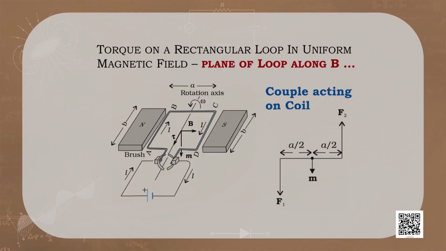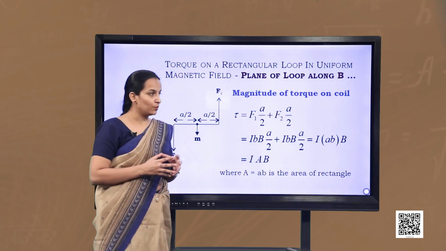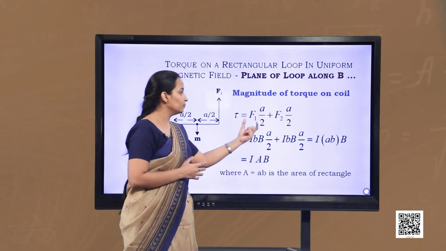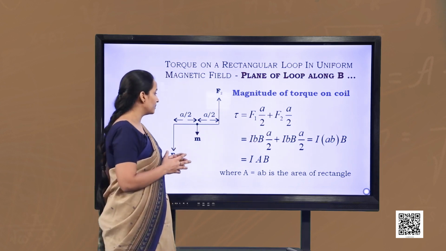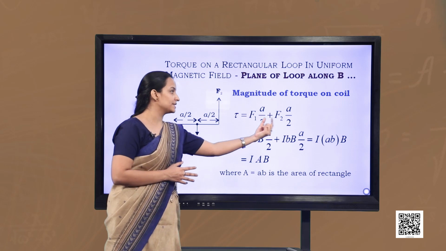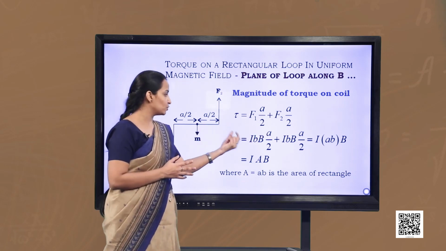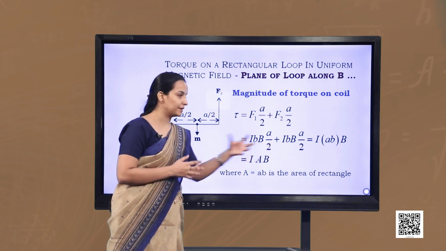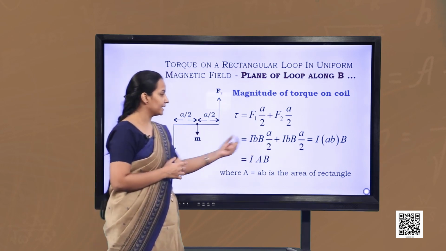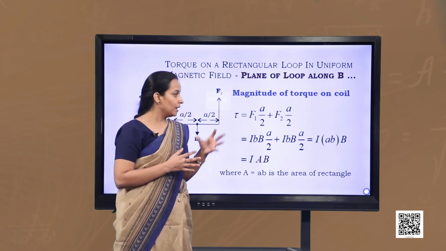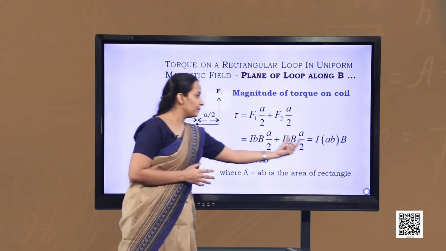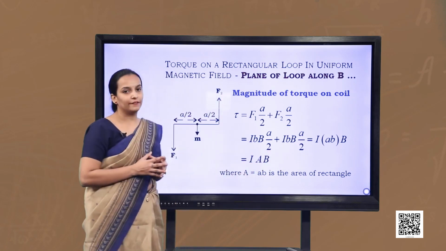Let us view the loop from the AD end. There is a torque on the loop due to the couple of forces F1 and F2. It means it shows a torque in the anti-clockwise direction. Let's talk about the torque. We will calculate the torque by adding the moments of forces. Here the moment of forces will be given by F1 a/2 plus F2 a/2, where F1 and F2 are I b multiplied by B. On solving it, we get I multiplied by a b multiplied by B. Here ab is nothing but the area of the rectangle.